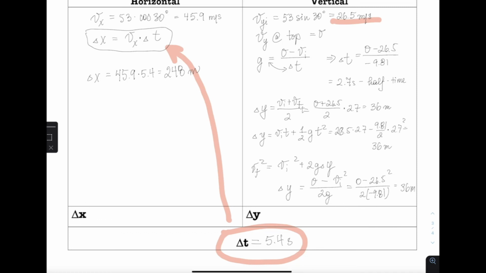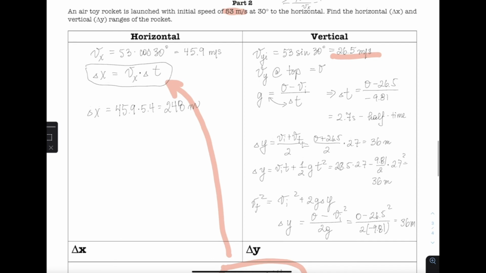So this is an example of how you would solve for the horizontal and vertical range of a rocket that was shot at 53 meters per second at an angle of 30 degrees to the ground. You are supposed to solve for the same rocket twice, shot at 75 meters per second, and you are given two different angles, 60 and 30.